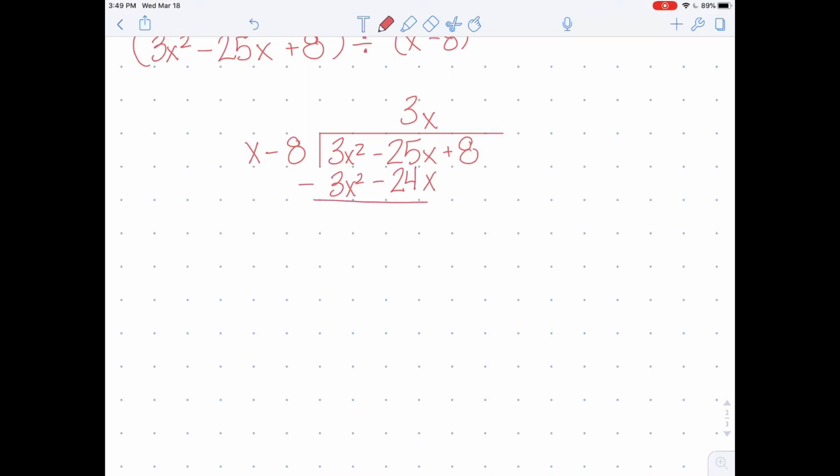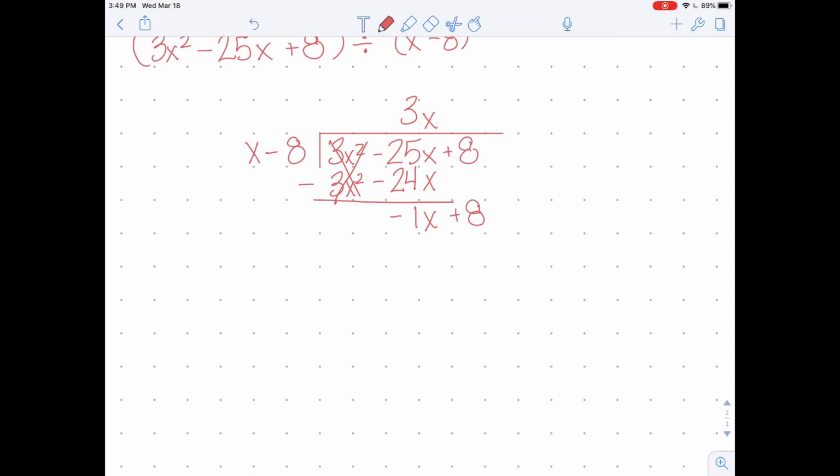And I'm going to subtract these. So these cancel out. That was what we were trying to do. Negative 25x minus negative 24x is actually plus positive 24x. So this is actually negative 25 plus 24. So that leaves us with negative 1x. Drop down the next term, plus 8.